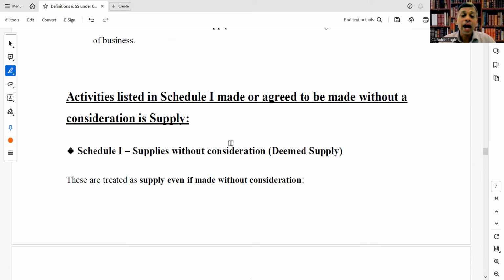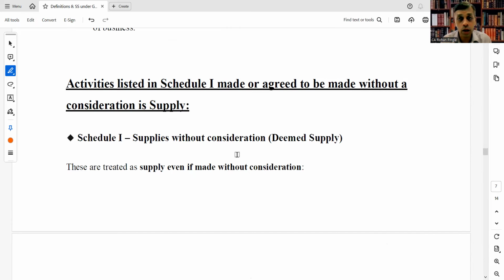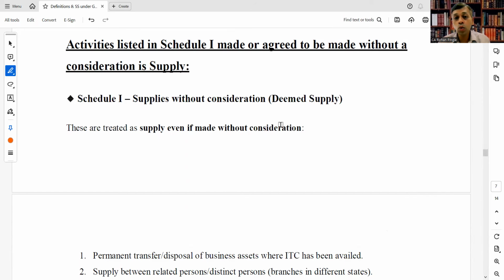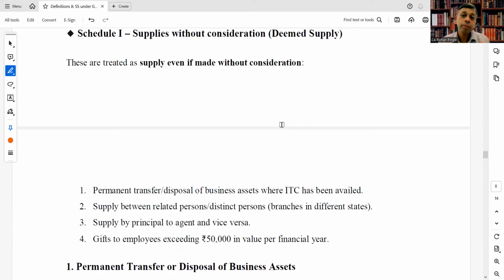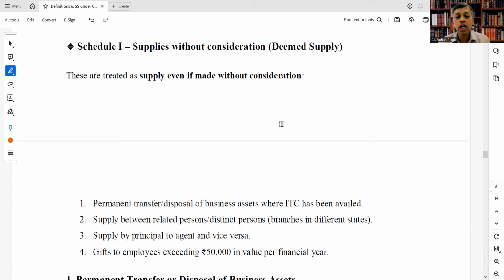Activities listed in Schedule 1 made or agreed to be made without a consideration are supply. Now we are moving to Schedule 1, the activities covered under Schedule 1. All the activities covered under Schedule 1 will be treated as supply. So let's start. What is covered under Schedule 1? Schedule 1, supplies without consideration. That is deemed supply. Here consideration may not be a part of it, and even then it will be treated as supply and liable to GST. These are treated as supply even if made without consideration.